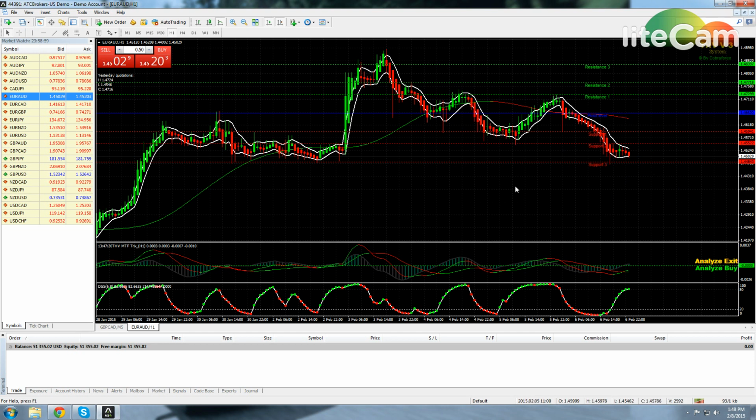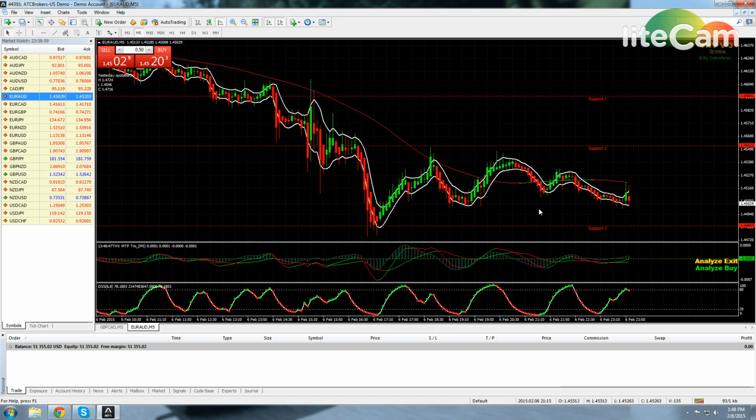But the point I want to get across here is this is a major reversal area in the market. So the fact that you're at that level and a daily support 3 is indicating that you probably are going to have a reversal in that area.